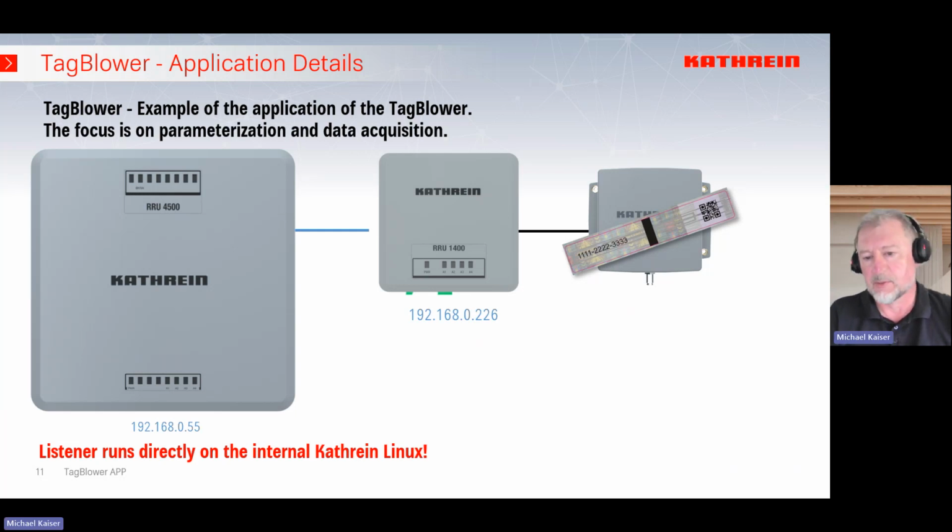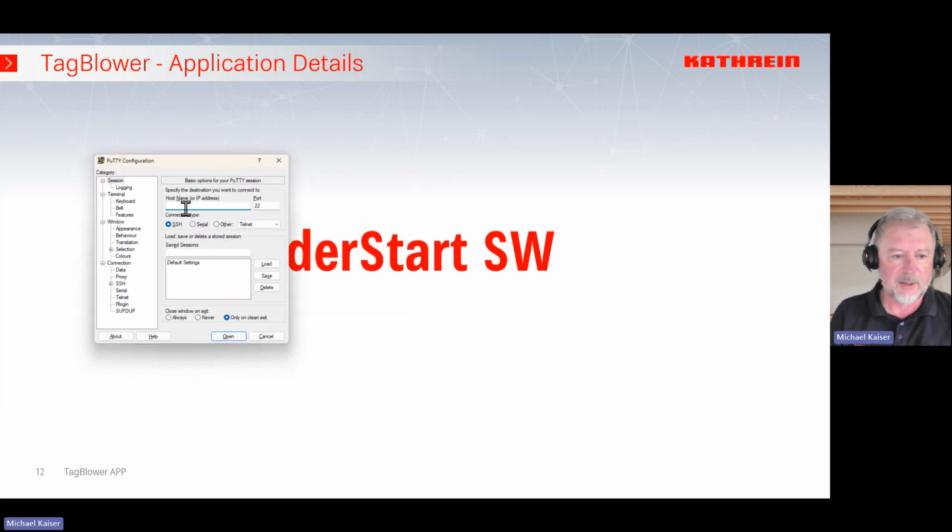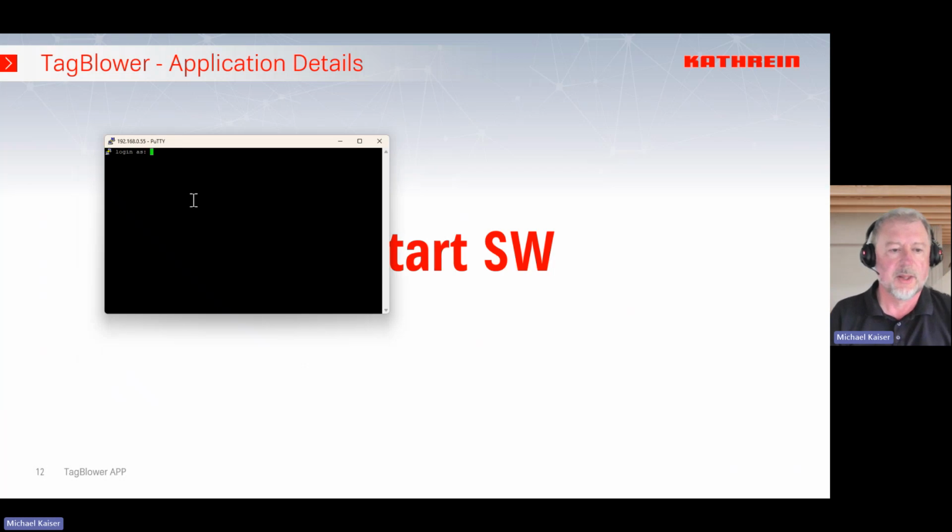You see, we have with the 1400 the IP address 0226, and with the listener reader, we have the 055. And again, we will start this, and for this, I have connected a putty connection. I type here in 192.168.0.55. Then I'm addressing the Linux on my reader.